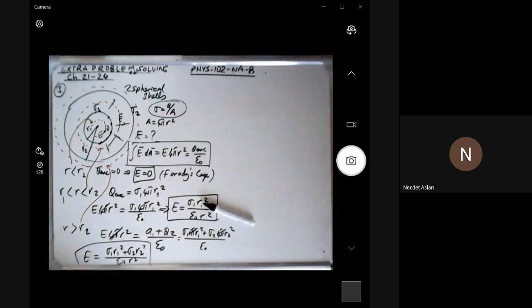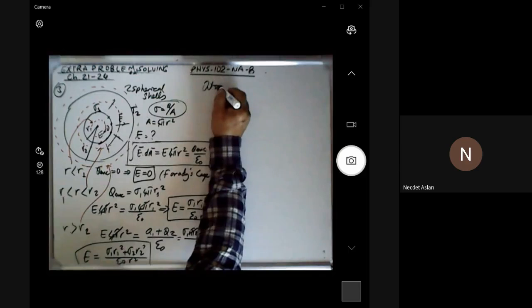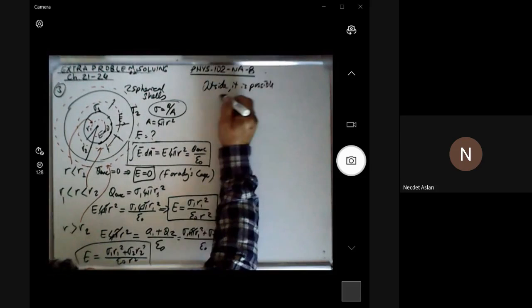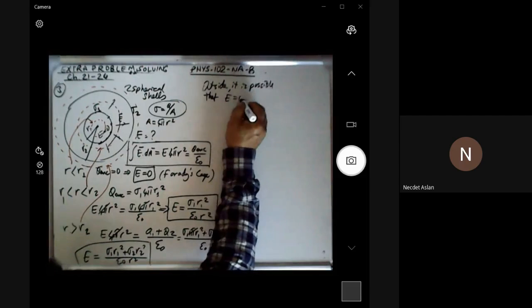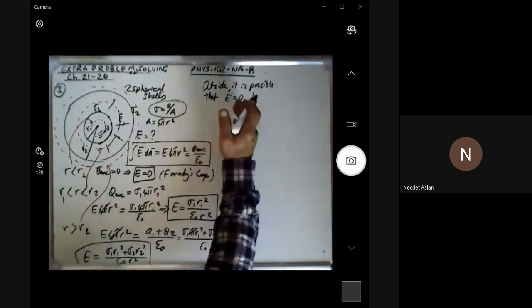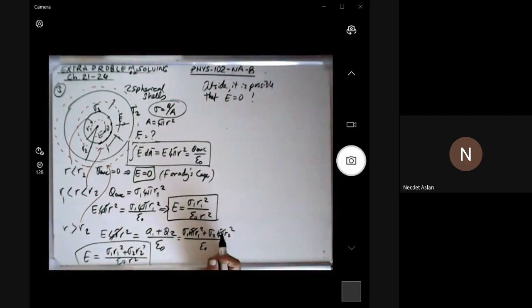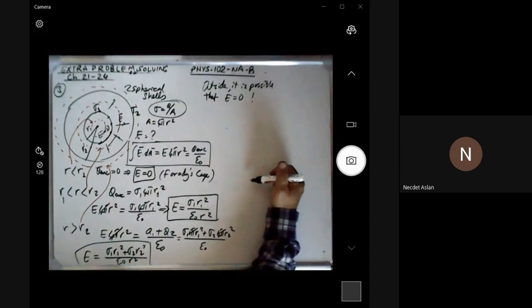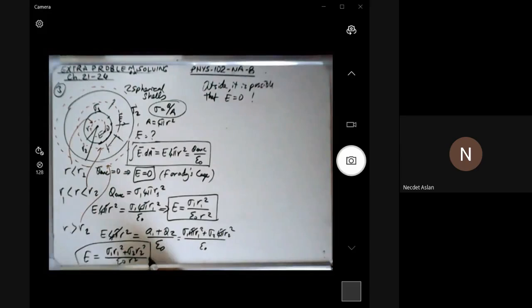There is no way that the electric field is zero in the second region, but there is a way that the electric field may be zero outside here. So there is a point at which the electric field is zero. How can we find that point? What kind of condition do we have in order to have this electric field be zero? We have to use this expression.